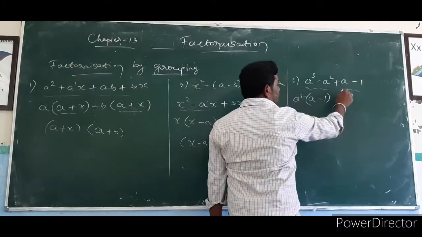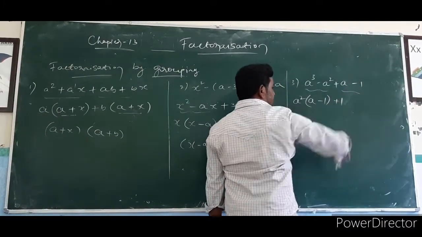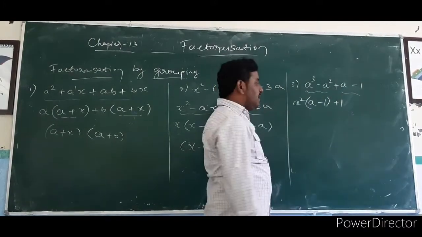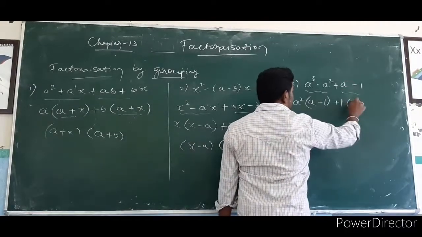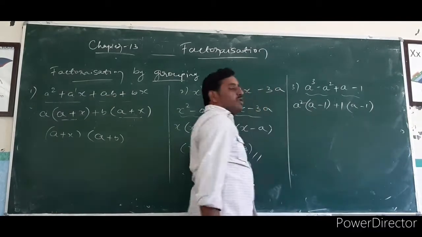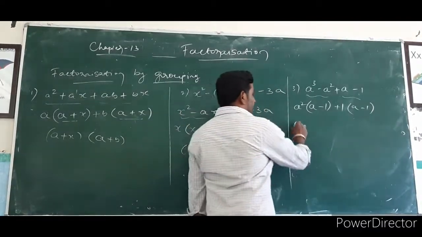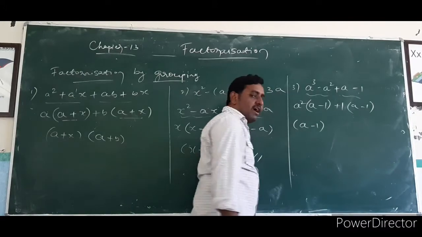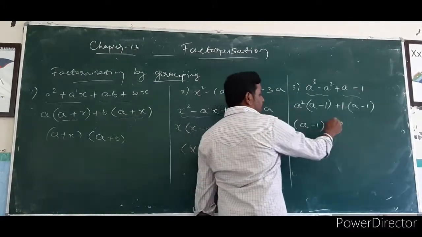For these two, no common factor. That's why you can take plus 1 outside. If you take plus 1 outside, here a is remaining, here minus 1 is remaining. So look at this bracket. Both the brackets are the same. So you can take a minus 1 outside. Then what is remaining in this step?